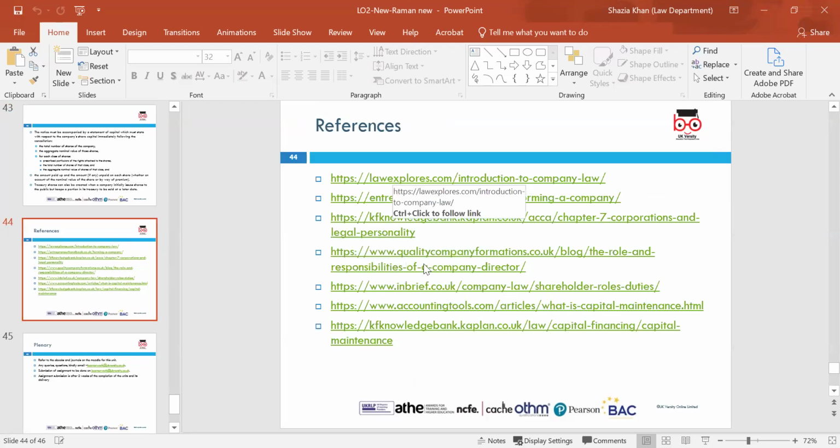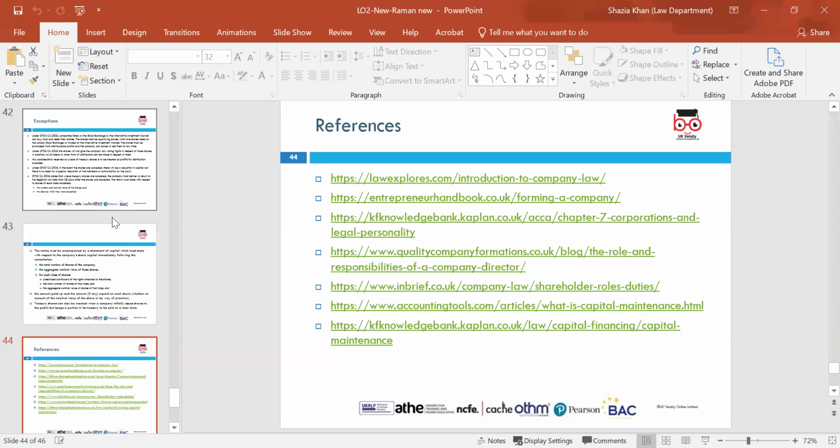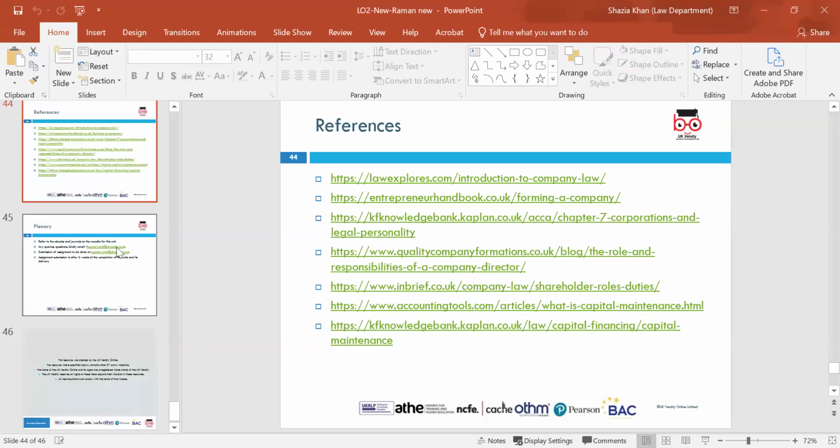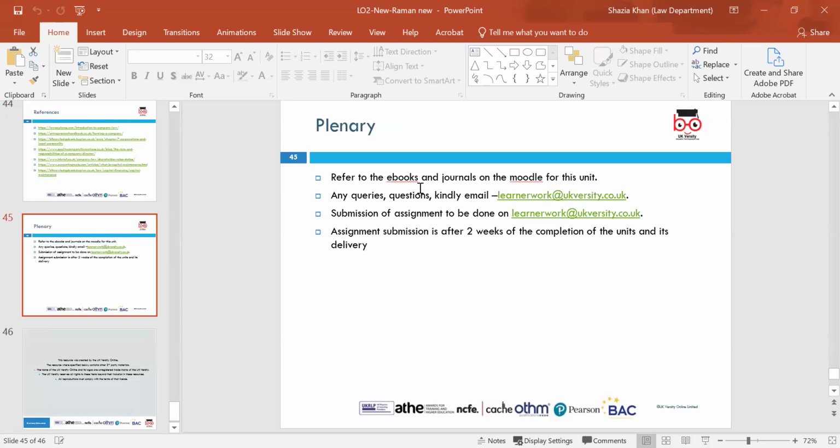Just some of the references that we've used in today's session that you can click on and get some information around, if you need to. And there's additional reading on Moodle for you to go onto, and ebooks that you could go onto Moodle for. And also we've listed some additional reading for you to do there as well. Refer to ebooks and journals on Moodle, as I've mentioned.